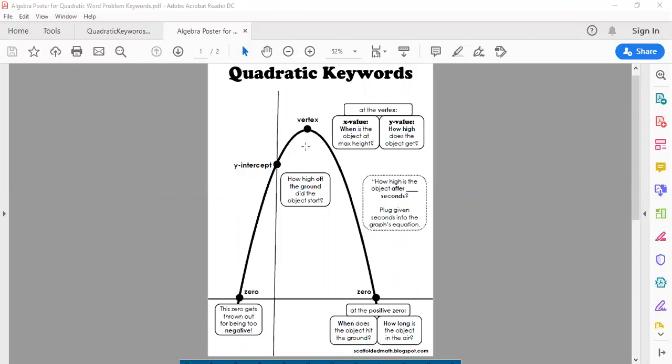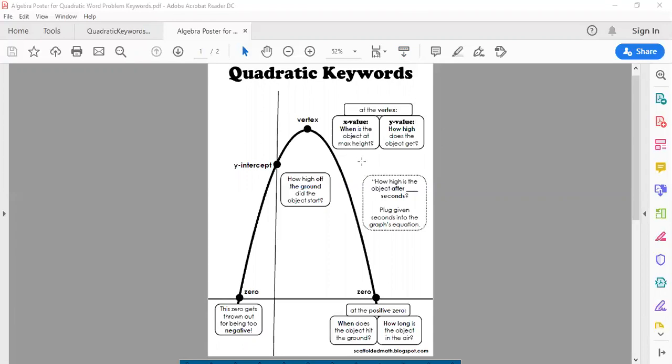Okay, so we know that the vertex is either a maximum or a minimum of a function, right? So it's going to be like the highest place that something happens or the lowest place that something occurs. Okay, so if you're looking over here, it gives you little pieces of clues, little hints about how a question could be asked about the vertex. So we've got the x value of the vertex and the y value of the vertex, okay?